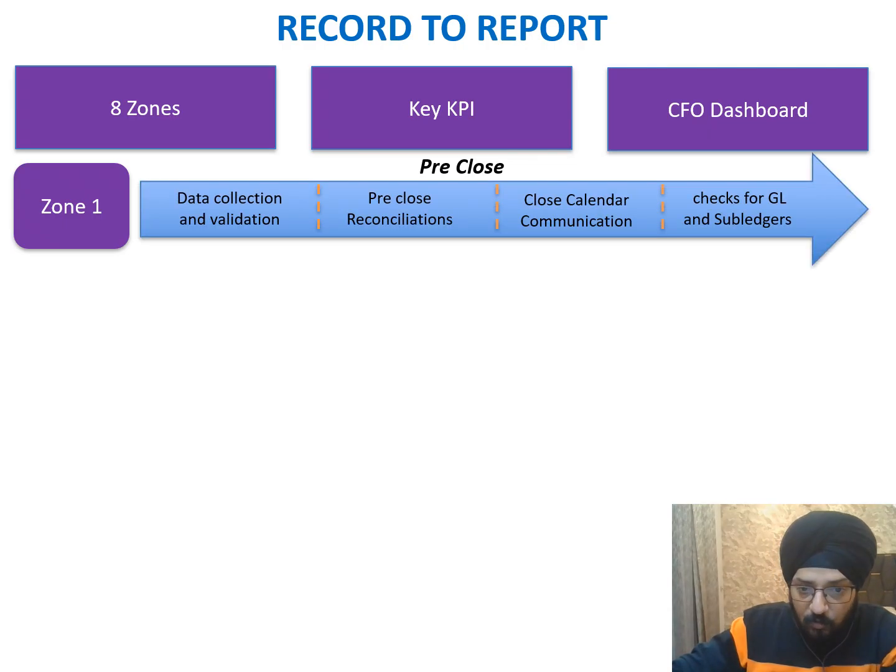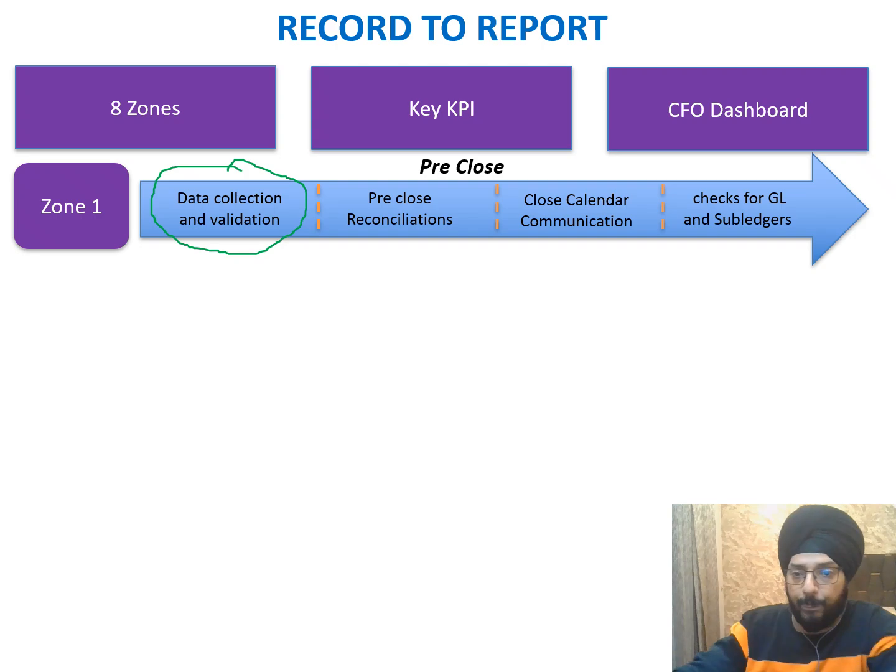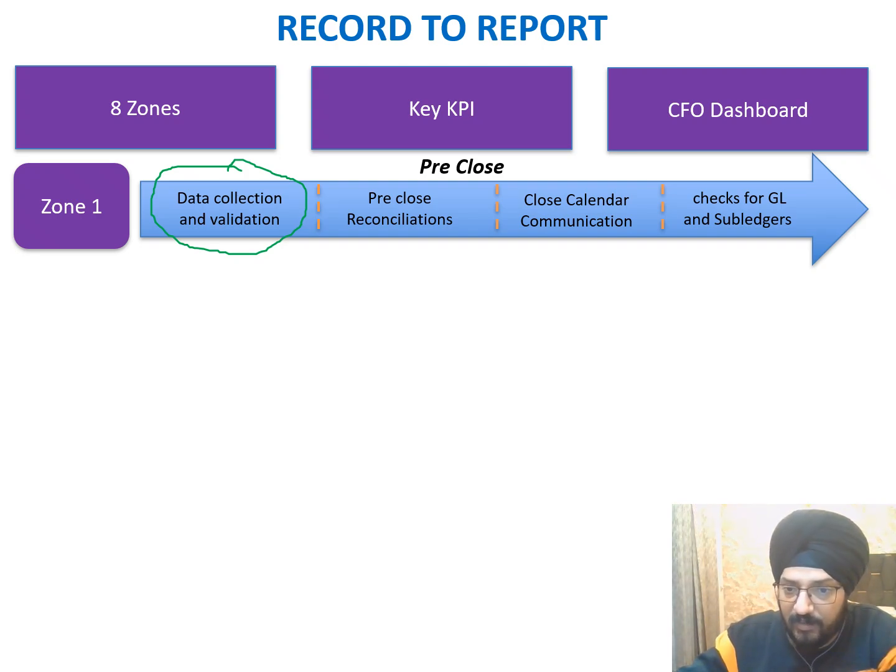Okay, so what we are saying here, data collection and validation. Now, as I mentioned, we already have data with us. We have data from receivables, payables, fixed assets, intercompany, and inventory.